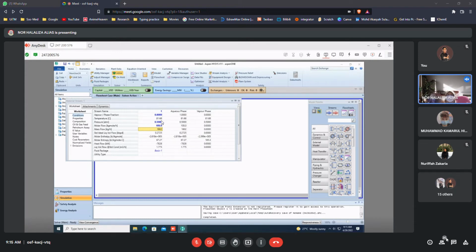Okay, so maknanya yang tadi temperature dengan apa tadi? Temperature dengan phase tu tak berubah. Okay, go back to case 3. Case 3 masih sama, semua sama flow rate. Okay, this time dia minta you clear dia V over F. Macam mana nak clear?